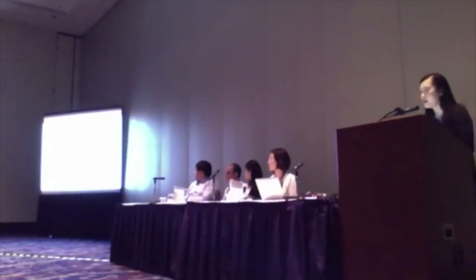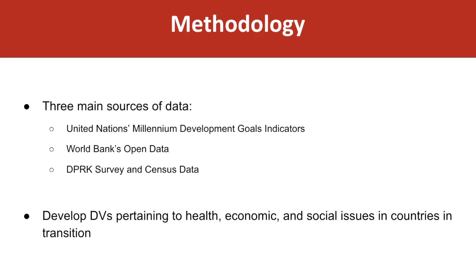And here's how we set out to answer those questions. The first task was to identify reliable data sources. And so the data that we used are publicly available. They come from the United Nations, they come from the World Bank. We also used a few data sets from survey and census data about the DPRK, or some of you might know as North Korea. And those data are reliable because they were gathered with support from UN agencies from the United Nations.